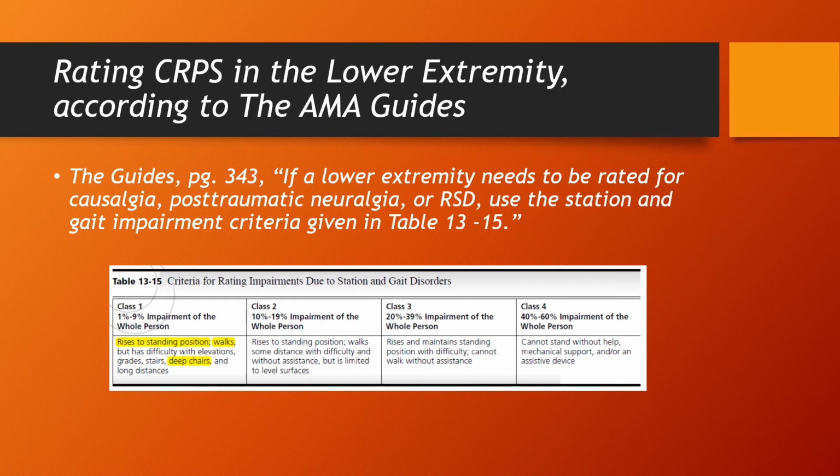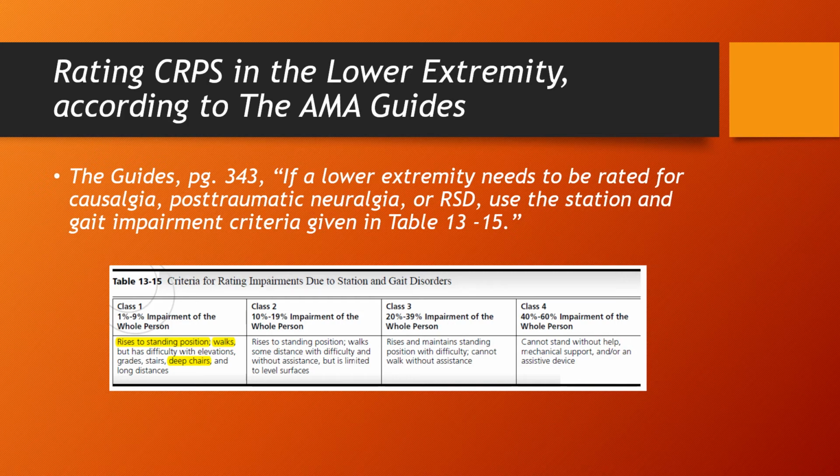The guides on page 343 indicate that if a lower extremity needs to be rated for causalgia, post-traumatic neuralgia, or RSD, use the station and gait impairment criteria given in chapter 13. If you recall, chapter 13 is the chapter on the central and the peripheral nervous system. So they're already taking the lower extremity chapter out of our CRPS determination and throwing it back into a central and peripheral nervous system disorder.